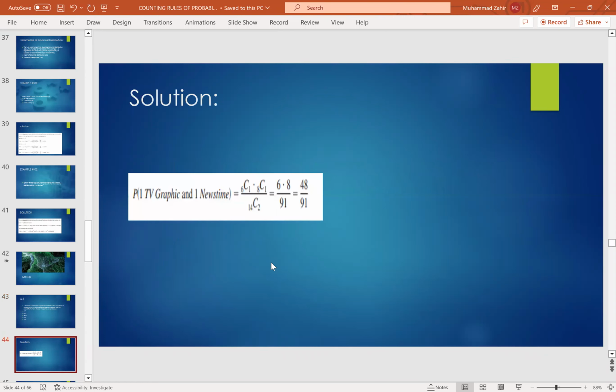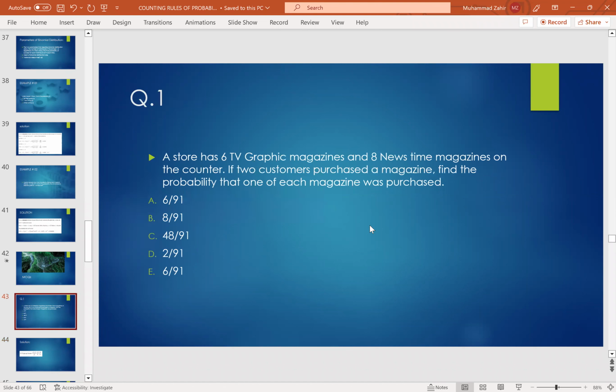By adding the values, for the probability of TV Guide and New Times, we have 6 times 8 over 91. After multiplying 6 by 8 and dividing by 91, we get 48 over 91 as the probability. So 48 over 91 is the probability that one of each magazine was purchased out of the total combinations.